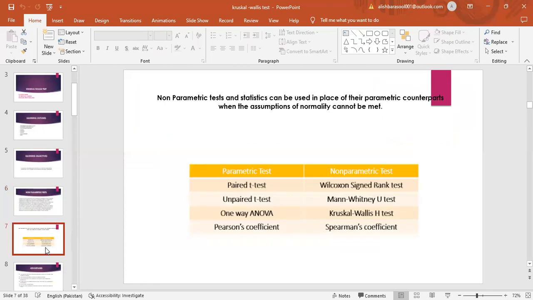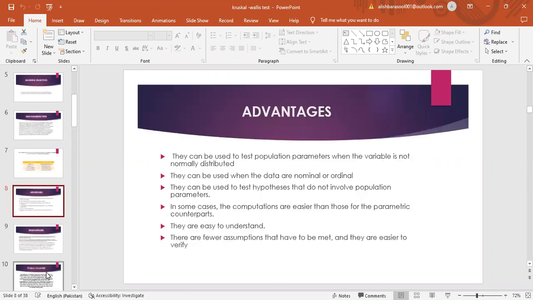Non-parametric tests and statistics can be used in place of their parametric counterparts when the assumptions of normality cannot be met. As you can see, these are the alternative non-parametric tests which can be used for the parametric tests: paired t-test, Wilcoxon signed rank test; unpaired t-test, Mann-Whitney U-test; one-way ANOVA, Kruskal-Wallis H-test; and Pearson's coefficient, Spearman's coefficient.